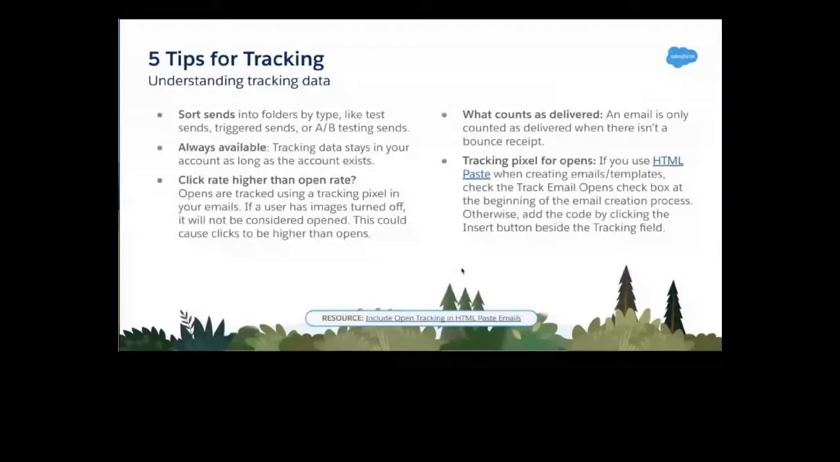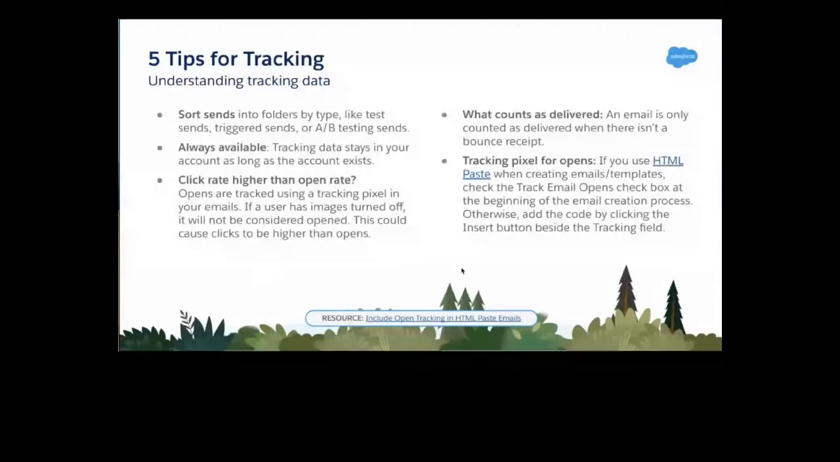The other question is click rate higher than open rate. I see many Trailblazer community questions saying there are fluctuations in click rate versus open rate. Of course there are, because open rate works only through the tracking pixel in your emails. If a user has images turned off, it will not be considered an open, and this could cause clicks to be higher than opens as well. There are plenty of reasons you can look at in the documentation, but on a high level, if a user has images turned off, it will not be considered as an open. Make sure images are turned on, and then it will be considered properly.